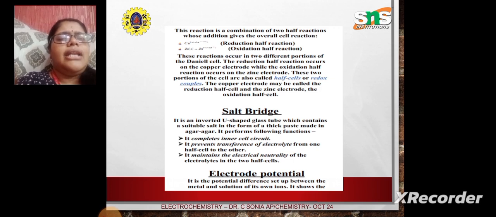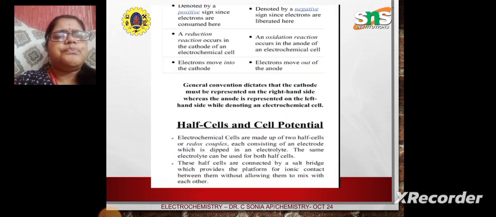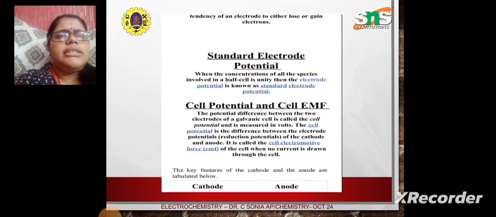And next is the electrode potential, which we have already gone through. It is the potential difference set up between the metal and the solution of its own ion. I have to repeat it to make you understand certain terms. So it shows the tendency of an electrode to either lose or gain electrons.